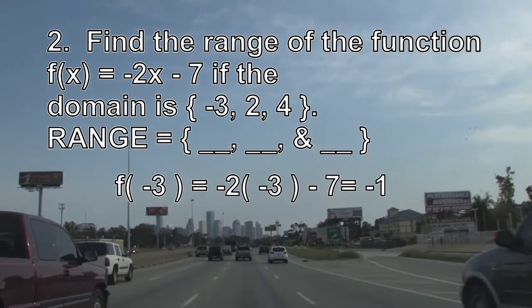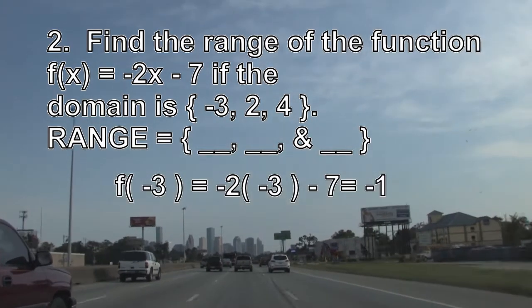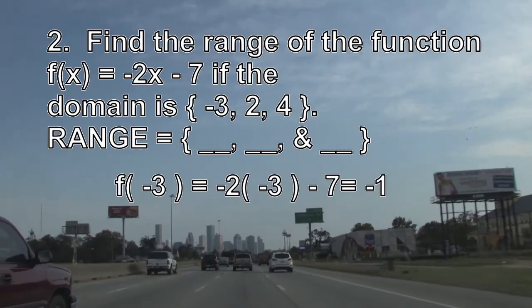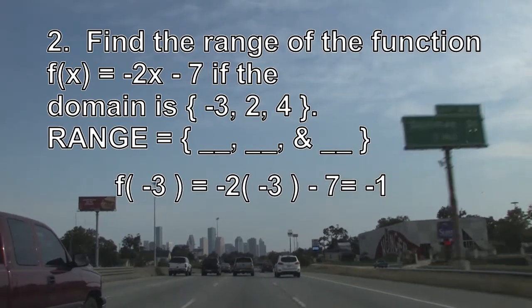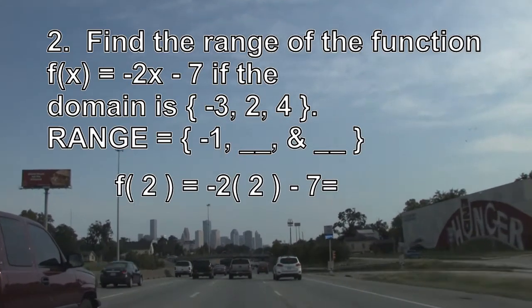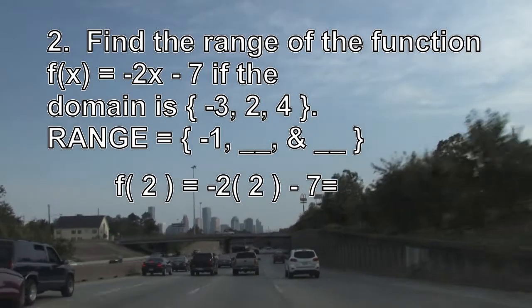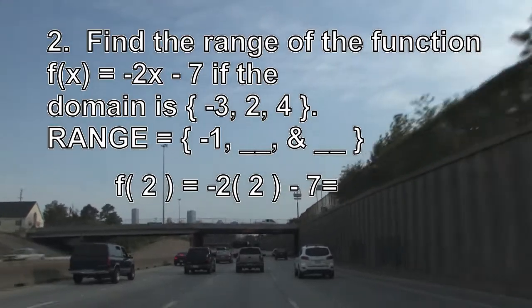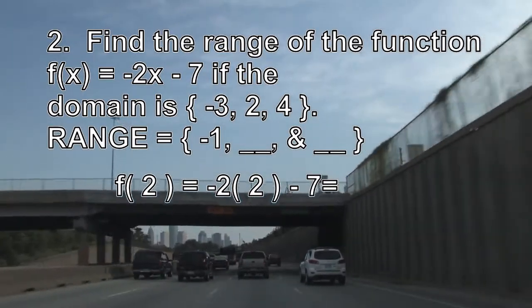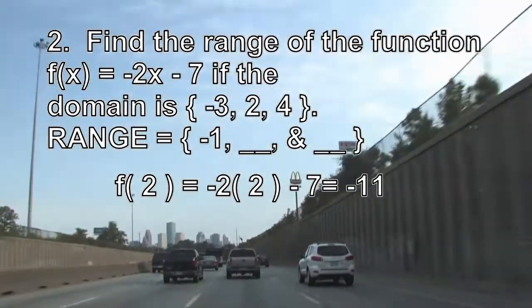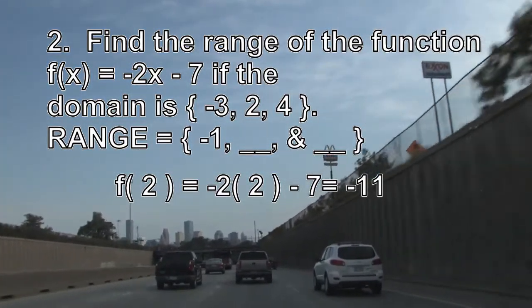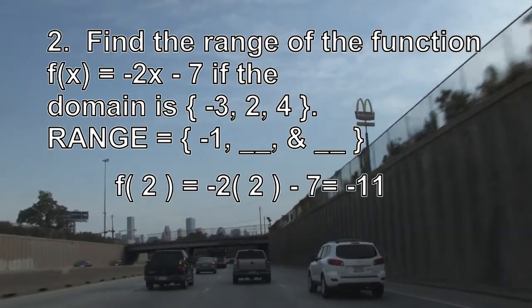If you were to keystroke these with your calculator, you would get negative 1, which is equal to our first range value. Now let's input 2 into the function. 2 would be our domain and the answer would be our output or range. Keystroke this into your calculator. If you were to keystroke negative 2 times 2 minus 7, you would get negative 11, which is our second output or range value.